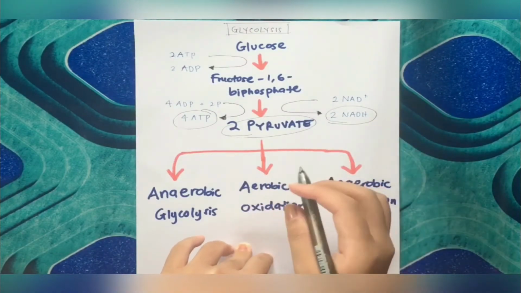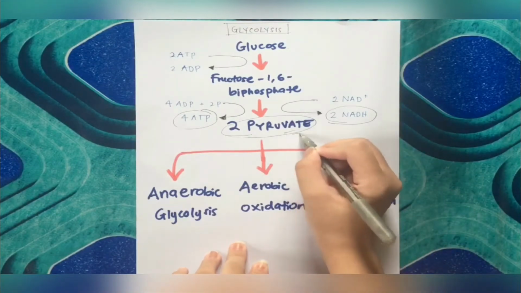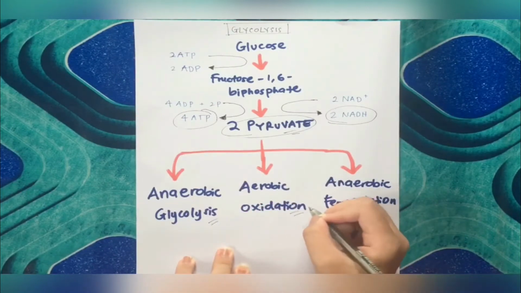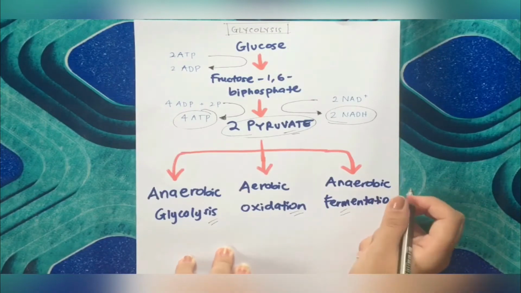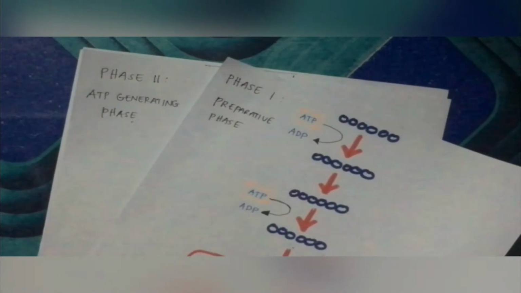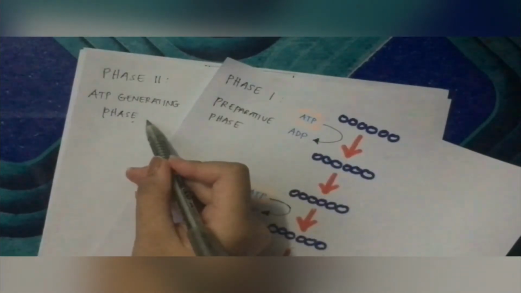So after glycolysis, there are 3 possible fates for pyruvate: anaerobic glycolysis, aerobic oxidation, and anaerobic fermentation. There are 2 phases in glycolysis: phase 1, the preparative phase, and phase 2, the ATP generating phase.